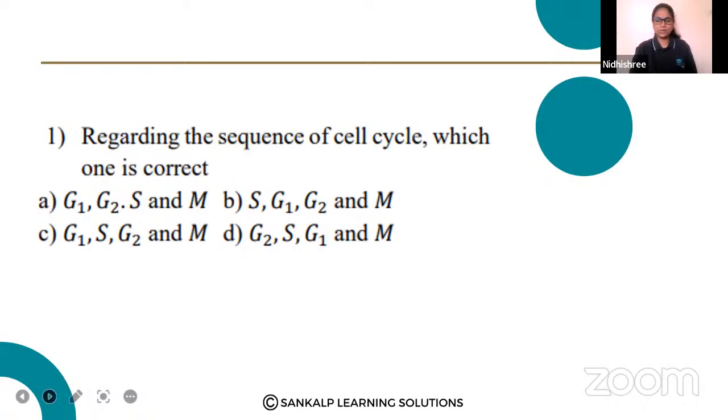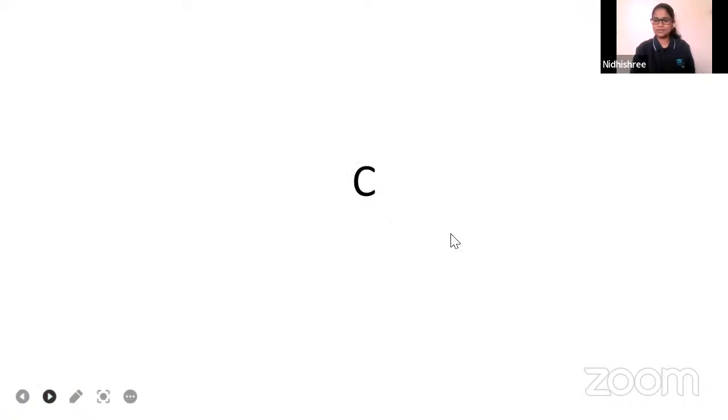So let us check the answer. They asked the correct sequence. Most of you voted for option B. Few of you voted for option C. The right answer is option C: G1, S, G2 and M. So the guys who answered option C are right.